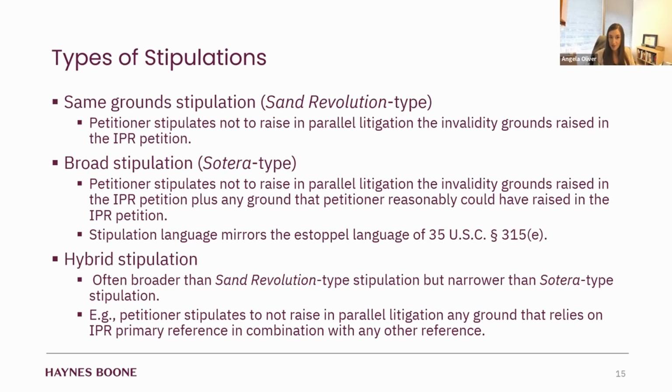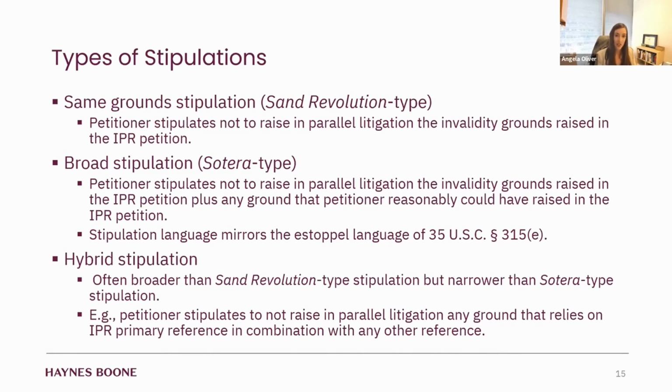And then aside from those two mainstream types of stipulations, others have tried hybrid stipulations that are somewhere in between. So, broader than the Sand Revolution style, but not as broad as the Sotera style stipulation. A common example is a petitioner stipulating not to use the same primary references. So maybe you have one or two really good primary references that you've included in your IPR petition, and you combine those with a secondary reference or two.